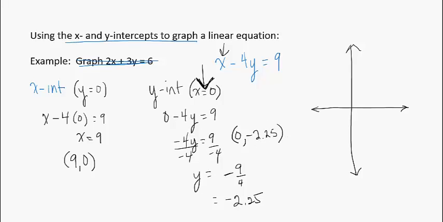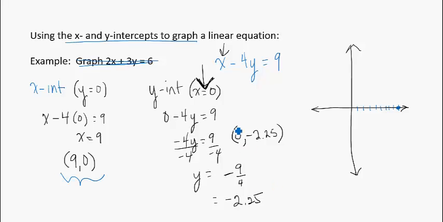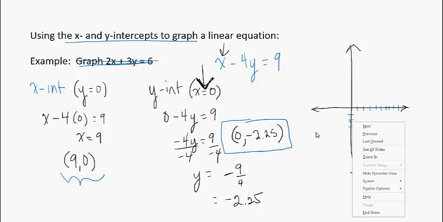Now you have 2 points. You have the point where the graph crosses the x-axis, and you have the point where the graph crosses the y-axis. So this is our x-intercept, so I can come over to 9. 1, 2, 3, 4, 5, 6, 7, 8, 9. And that's the point (9, 0). And then my y-intercept is where the graph crosses the y-axis, and that's (0, negative 2.25), which will be here somewhere between negative 2 and negative 3, but a little bit closer to negative 2.